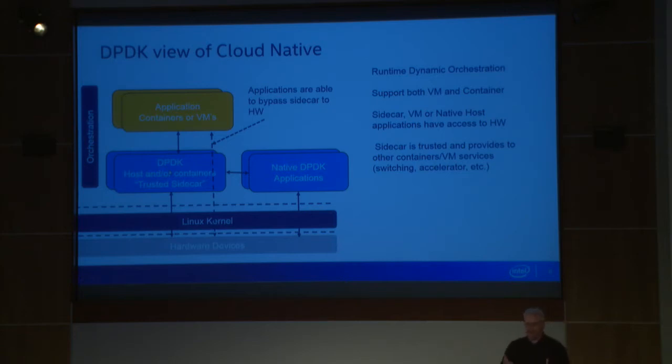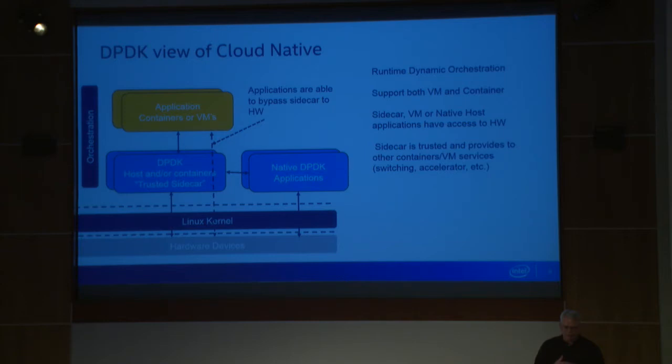So developing a base reference or a solution for a DPDK trusted sidecar. This would allow runtime dynamic orchestration, so improving DPDK for runtime knowledge, gathering the services, improving DPDK configuration and manageability. That's what we're looking at from that level. Support both virtual machines and containers, both sidecar or VM or native host applications. And of course they have access. We're not restricting anything, in the sense that you have to go through a DPDK sidecar. Every application, whether it's in a virtual machine or host-based, still can access hardware as they need.